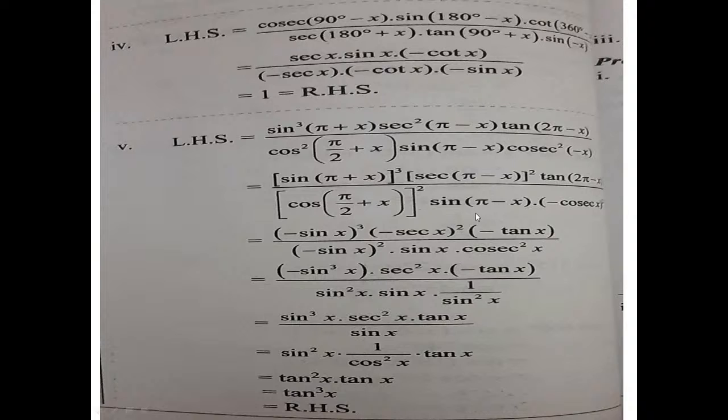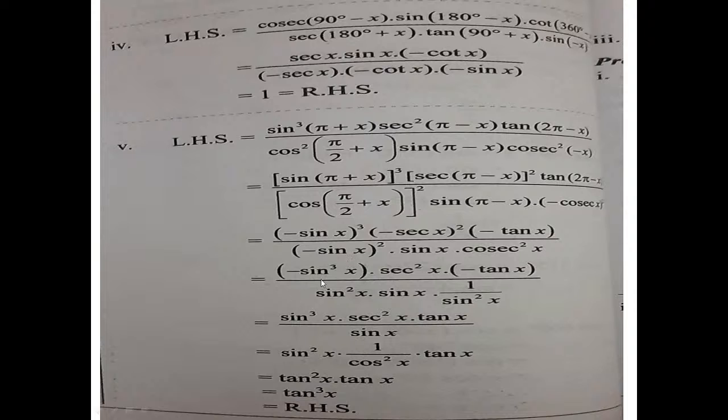Sin(pi minus x), which is in the second quadrant. In the second quadrant sin is positive, so sin(pi minus x) equals sin x. Cosec square of minus x equals cosec square x, since sin of minus theta equals minus sin theta and the square removes the sign.